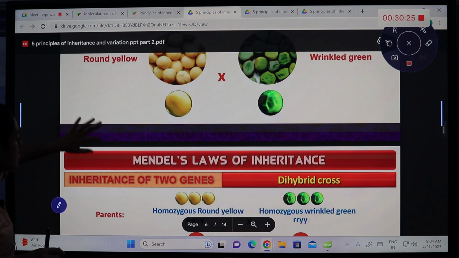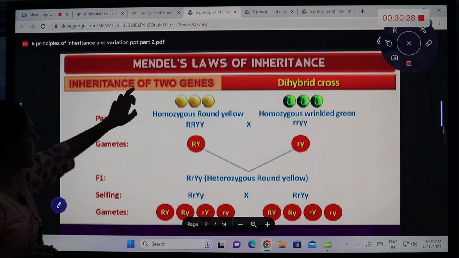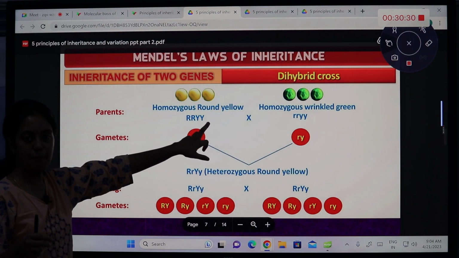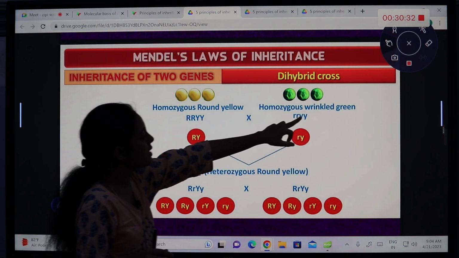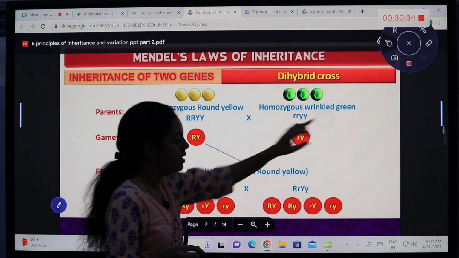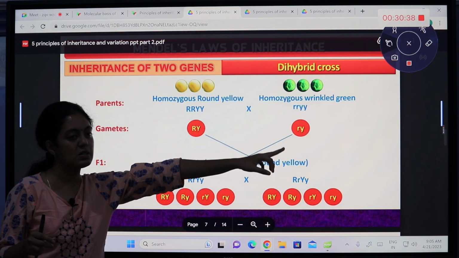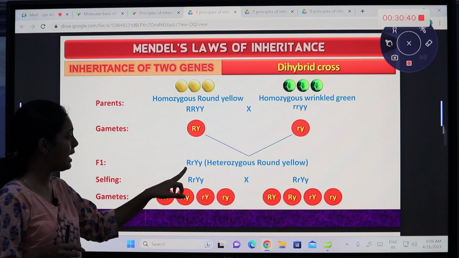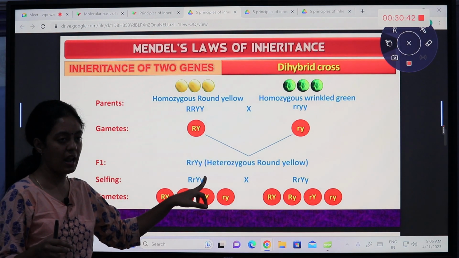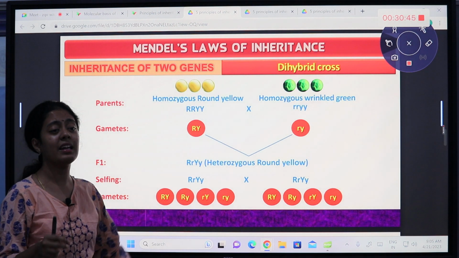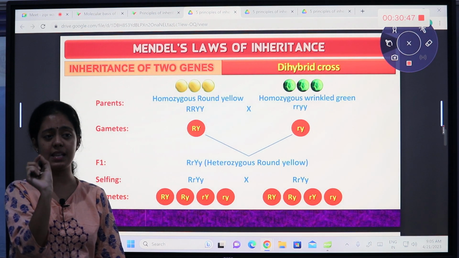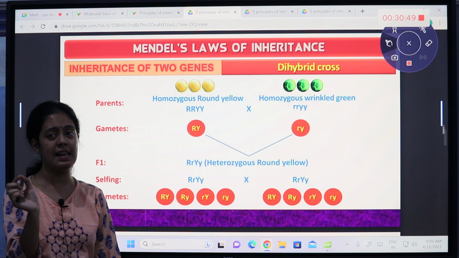Then coming to the genotypes. What will be the genotype? Capital R capital R capital Y capital Y, and small r small r small y small y. So these are your parents. What will be the gametes? RY and small r small y. So what will be the F1? Capital R small r, capital Y small y. It means it is heterozygous, round and yellow.